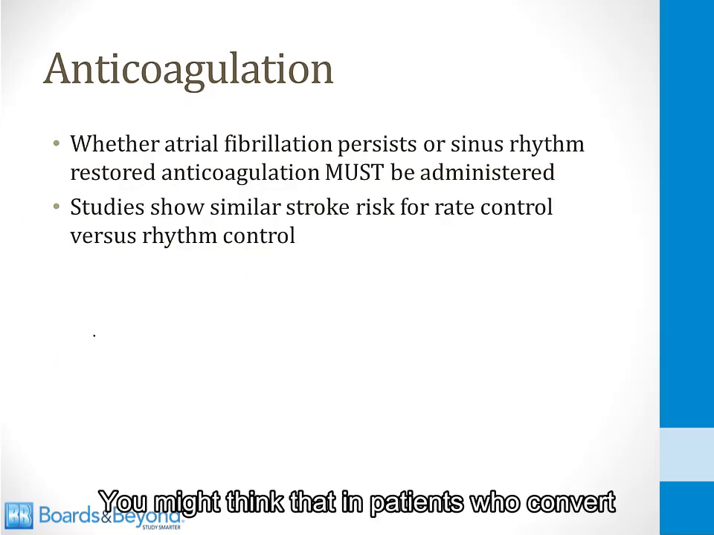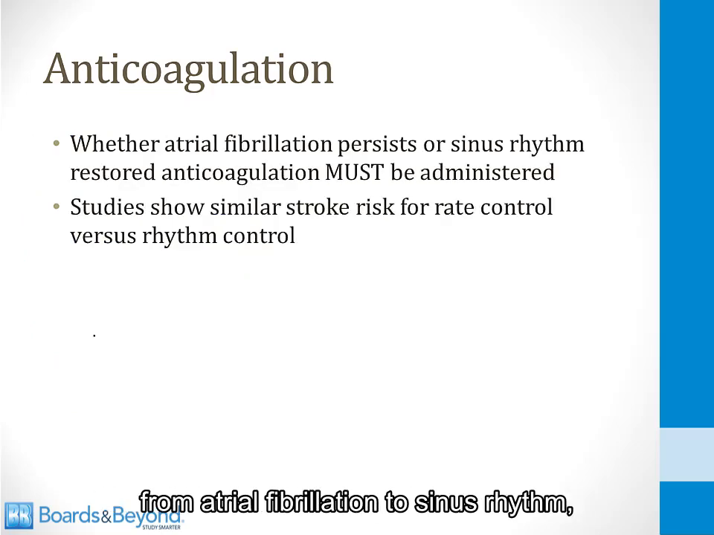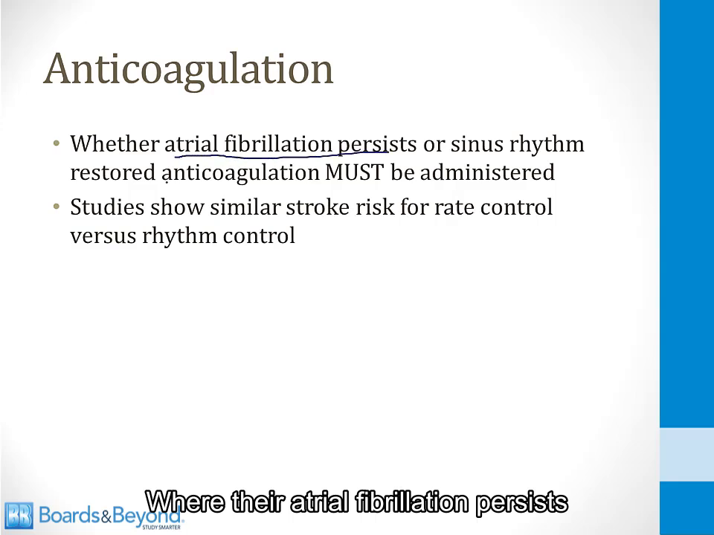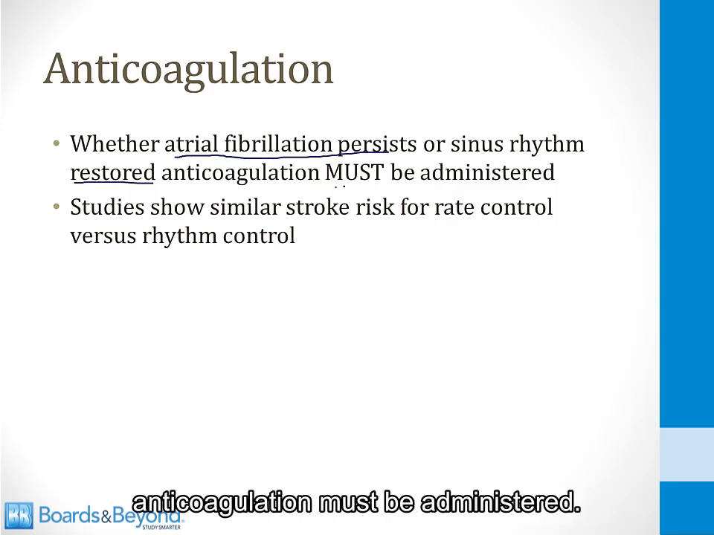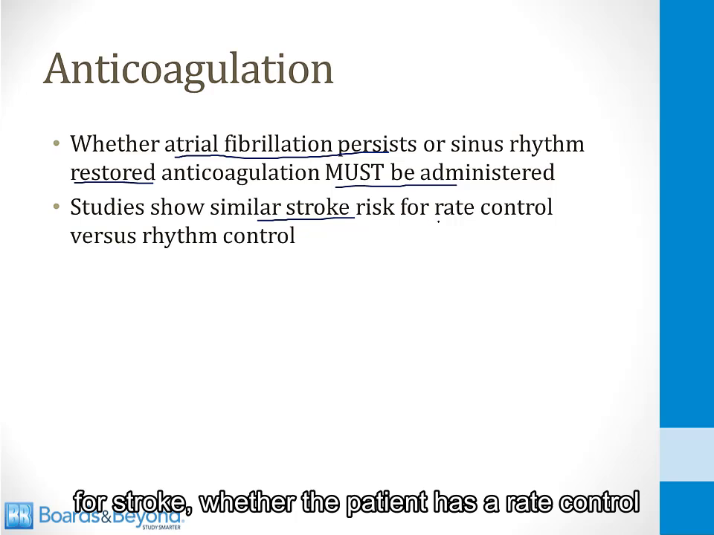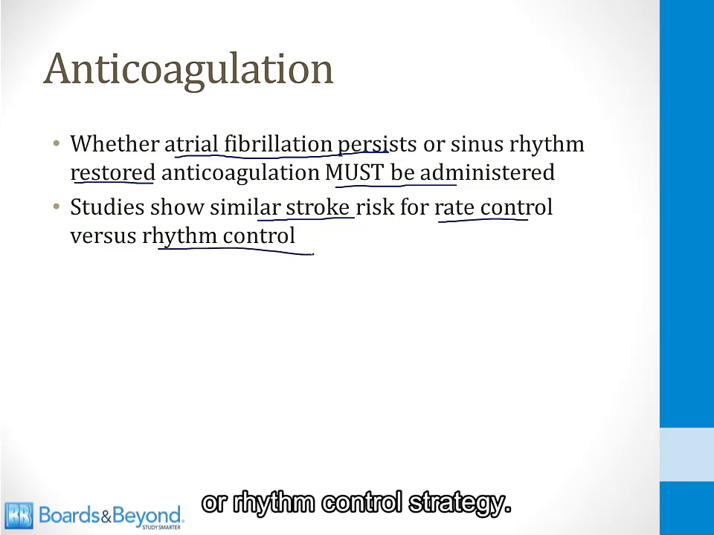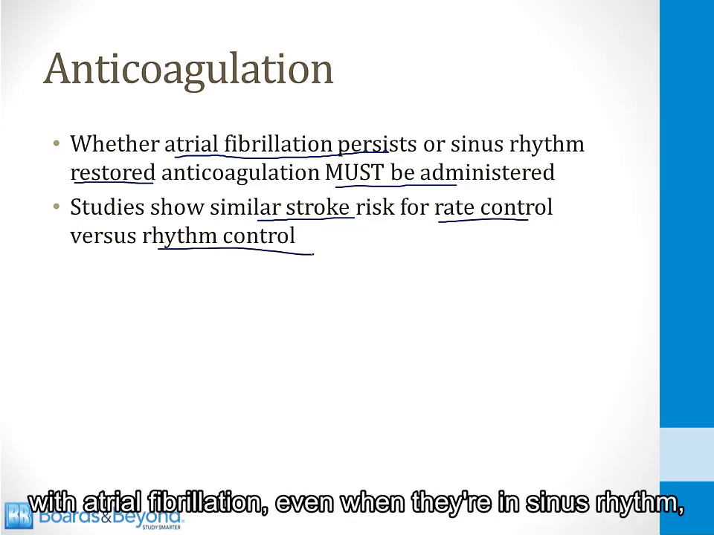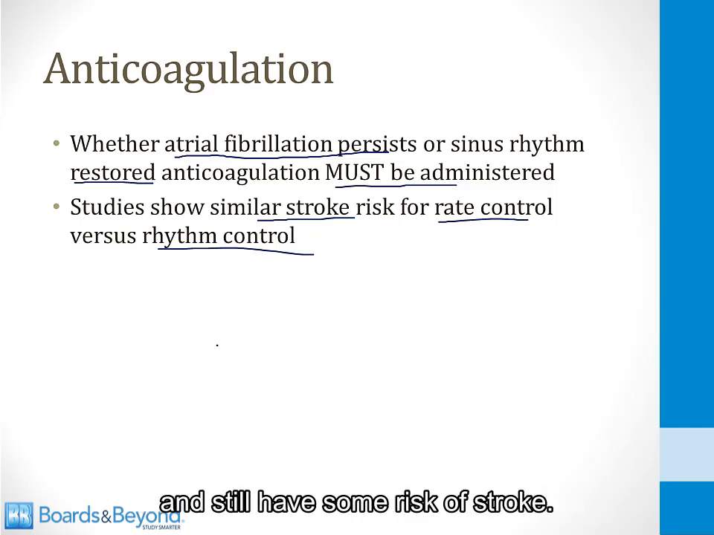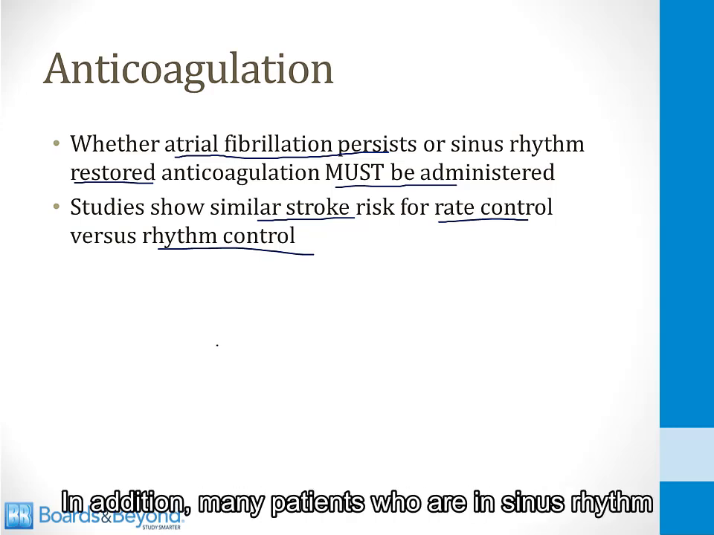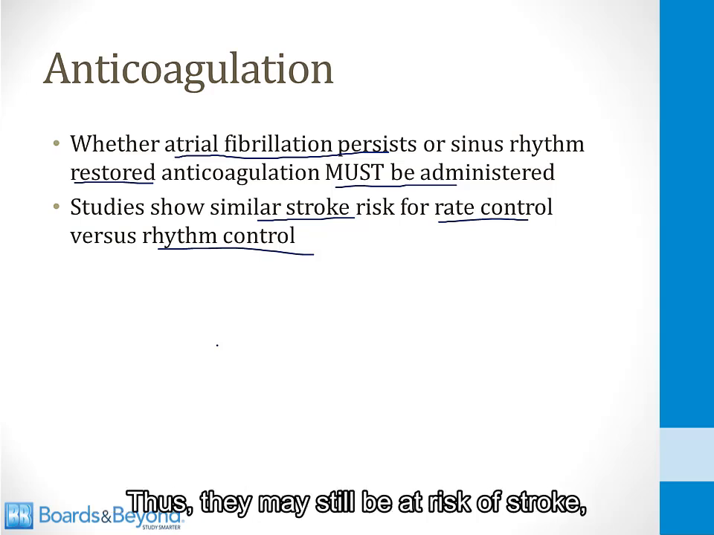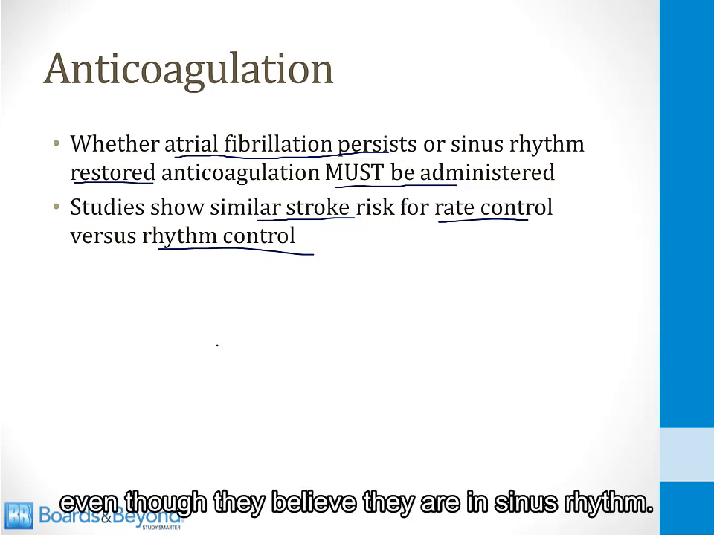You might think that in patients who convert from atrial fibrillation to sinus rhythm, they would no longer need anticoagulation, but that is not the case. Whether atrial fibrillation persists or sinus rhythm is restored, anticoagulation must be administered. The studies have been clear that there is a similar risk for stroke whether the patient has a rate control or rhythm control strategy. This probably happens because patients with atrial fibrillation, even when they're in sinus rhythm, do not have a completely normal atria and still have some risk of stroke. In addition, many patients who are in sinus rhythm with a history of AFib have short silent episodes of atrial fibrillation, thus they may still be at risk of stroke even though they believe they are in sinus rhythm.